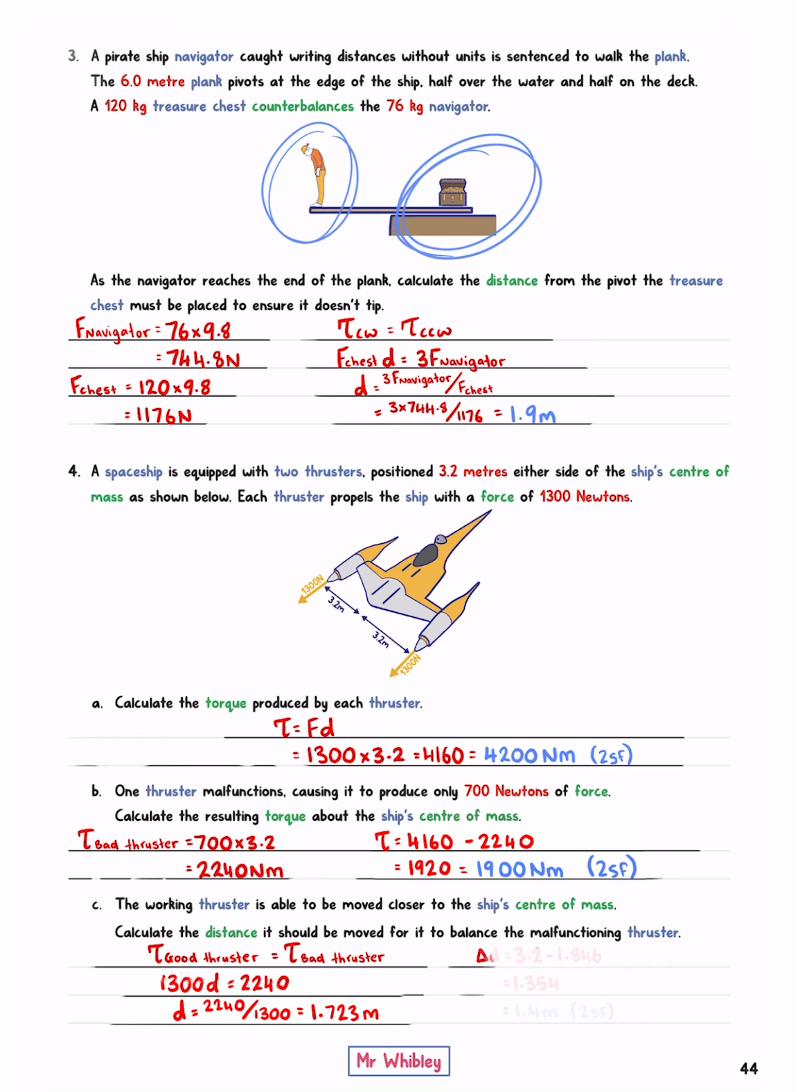To find the distance it needs to be moved, we find the difference between its original distance and its new distance that we just calculated. This is 1.477 or 1.5 meters to 2 significant figures.